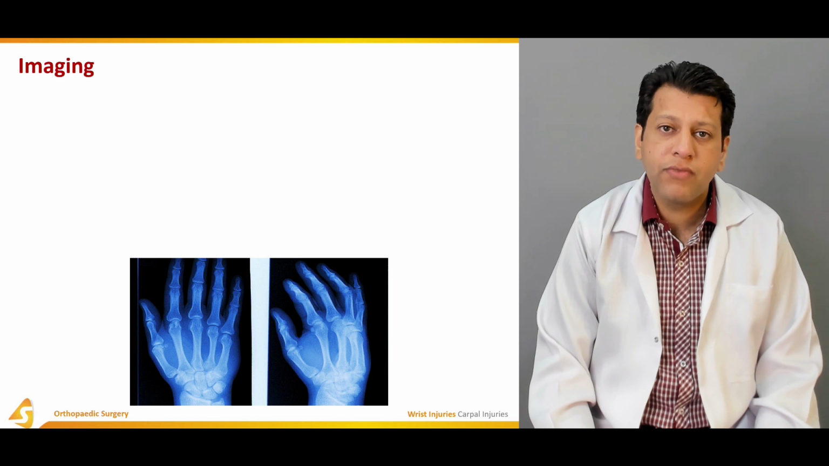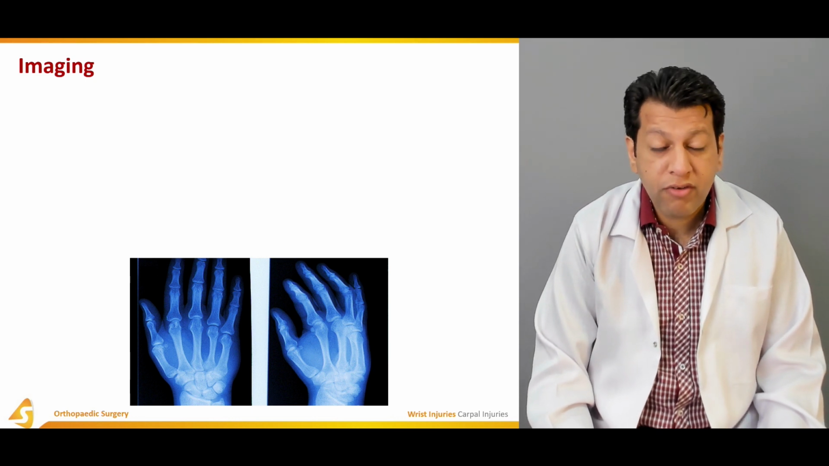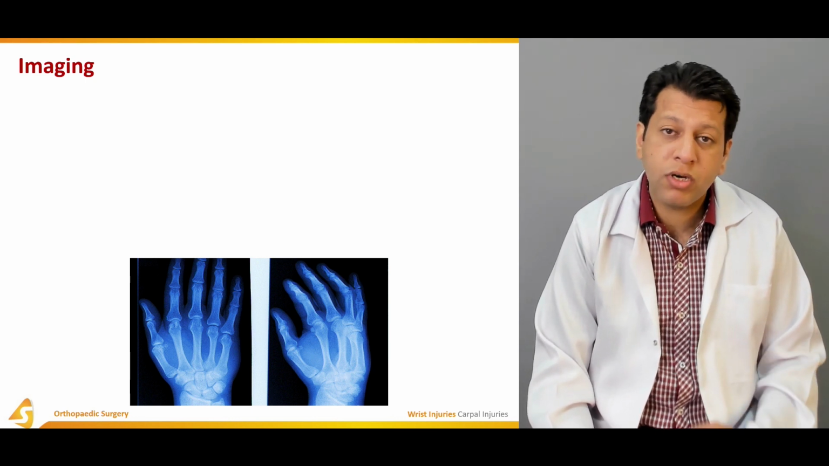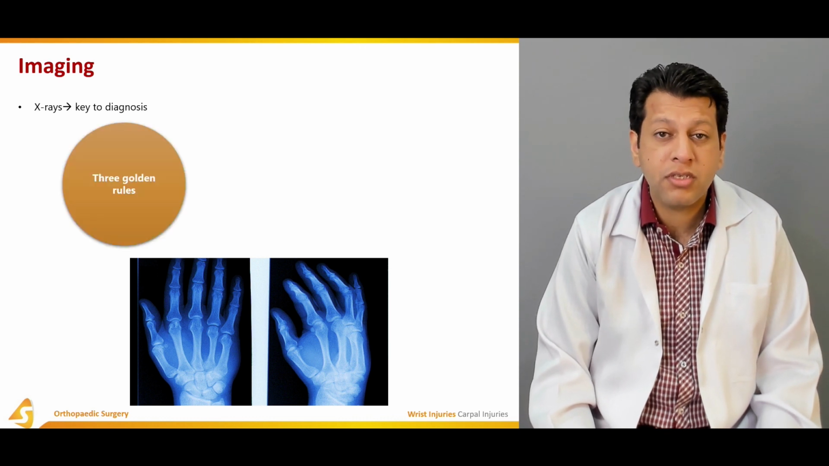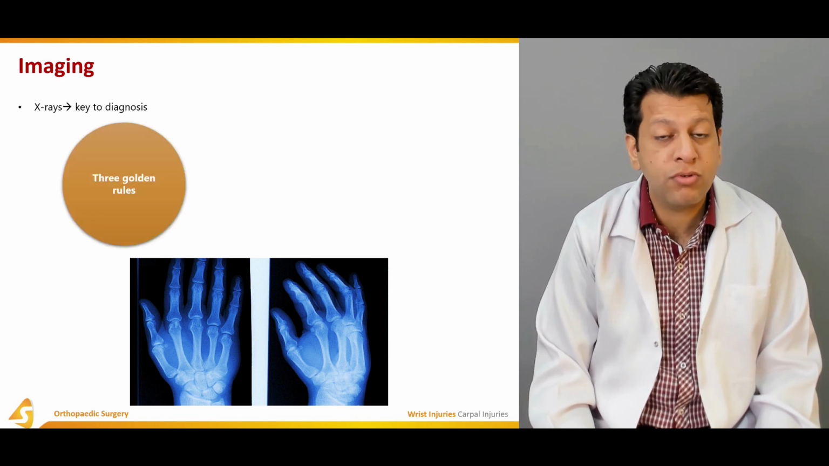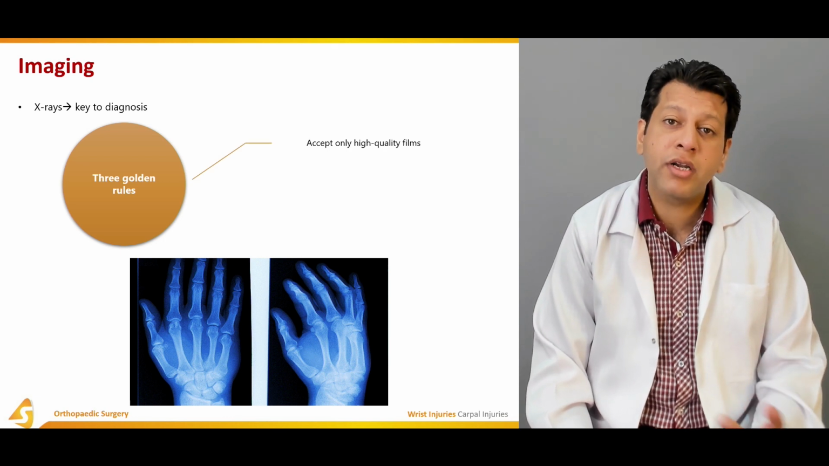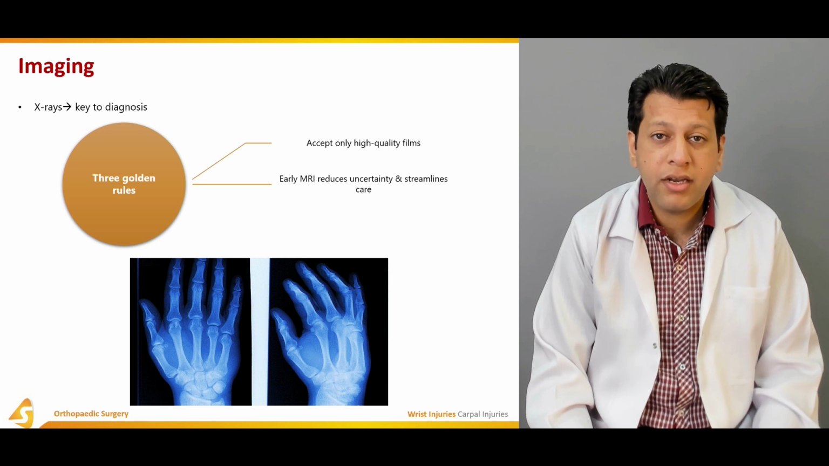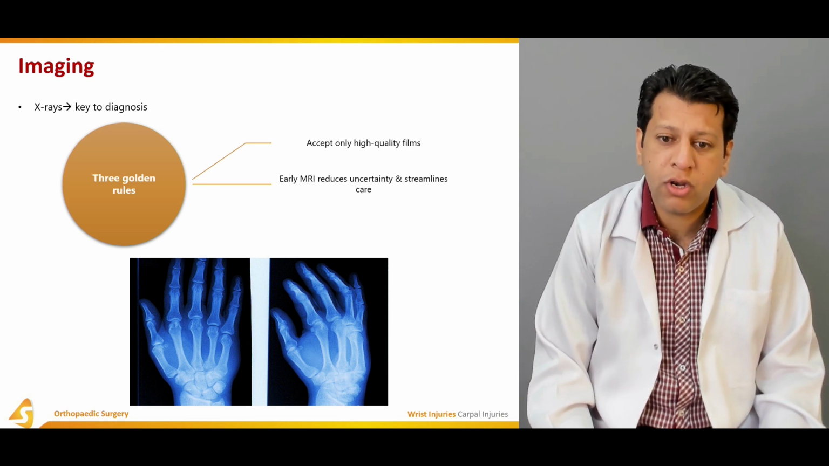So imaging. Whenever in orthopedics we get an injury, first and foremost are always the x-rays. Whether we have to get a PA view or lateral view, and what are the different views we can get, is usually the key to diagnosis. The best rule is the 3 golden rules in x-rays. Accept only high quality films. If you are not sure, get another film. Ideally nowadays, it's always a digitalized x-ray, so it's very high quality.